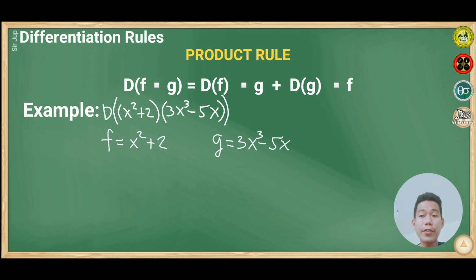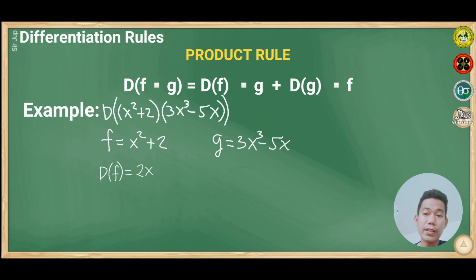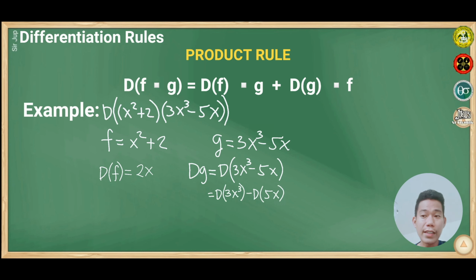Meaning, f prime of x, or the derivative of f, is equal to, so using the basic rules, we have 2x, right? The derivative of x squared plus 2, because the derivative of x squared is 2x, and the derivative of 2 is 0. The g of x is equal to 3x cubed minus 5x, so the derivative of 3x cubed is 9x squared, and the derivative of negative 5x is, so x is equal to x to the 1, right?